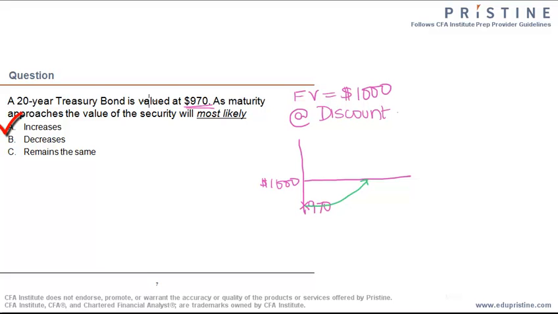As per the graph, the price increases. But before we finalize this answer, let's take a look and see why the others are wrong. B decreases. This certainly does not decrease. However, a bond trading at a premium would decrease. C remain the same. Now this is wrong because a bond trading at par wouldn't change over time.